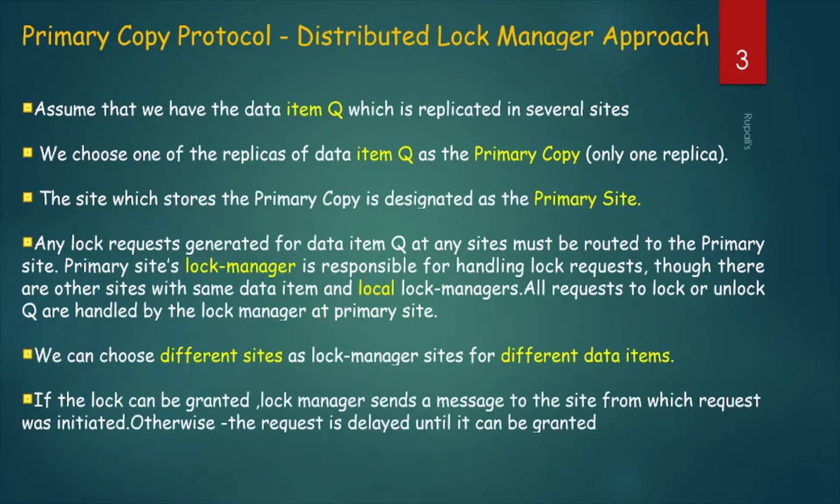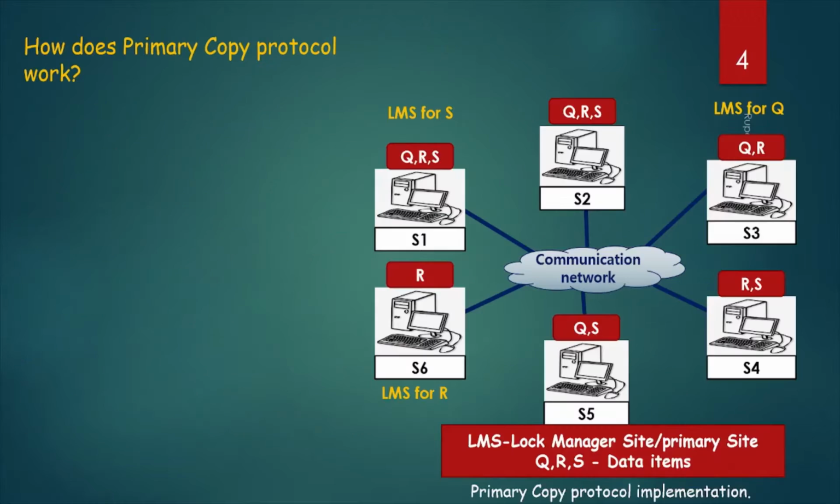If the lock can be granted, the lock manager sends a message to the site from which the request was initiated. Otherwise, the request is delayed until it can be granted. We will take one example, then this topic will be more clear for you. See, how does primary copy protocol work?